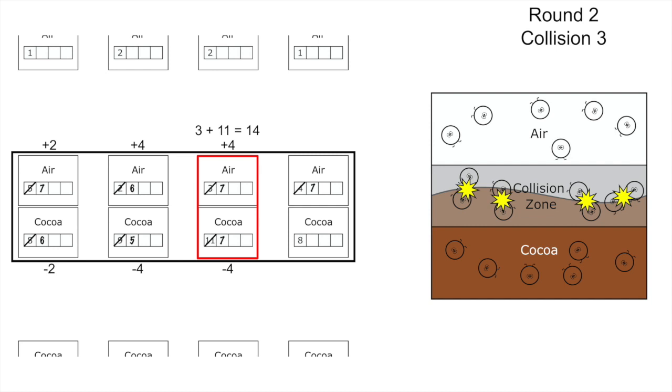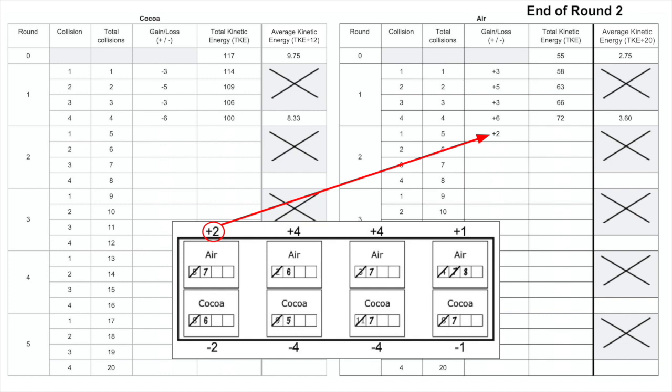In the third collision, the sum of the energy is 14, so both molecules leave the collision with 7. Once again, the air gained 4 and the cocoa lost 4. And in the final collision, the sum of the energy is 15, so the air gets 8 and the cocoa gets 7. In this collision, the air gained 1 and the cocoa lost 1. Just as before, we'll enter the gains and losses into our table. Here are all the gains and losses entered for the air and cocoa molecules after this round of collisions.